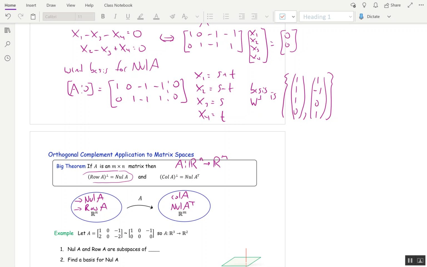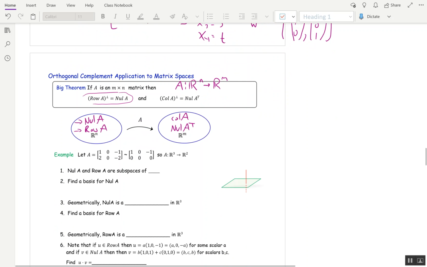They're orthogonal subspaces. So we can picture that with an actual example here. A is a 2 by 3 matrix. I've already reduced A. A maps R3 to R2. So row A and null A are subspaces in the domain, which is R3. Okay, let's find a basis for null A. We want to reduce the augmented matrix. So for a basis for null A, we can just use the reduced matrix and augment with 0.